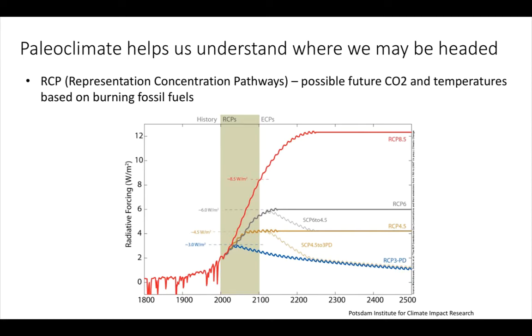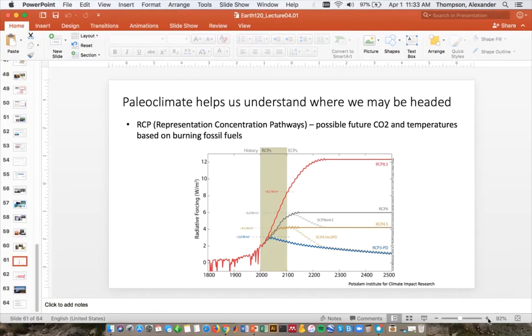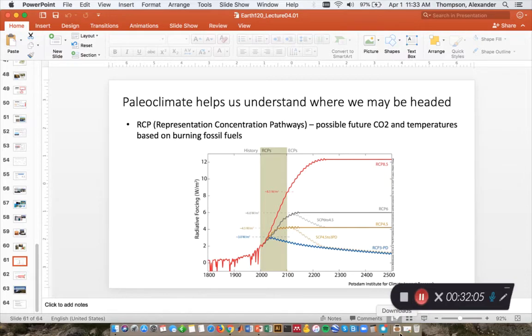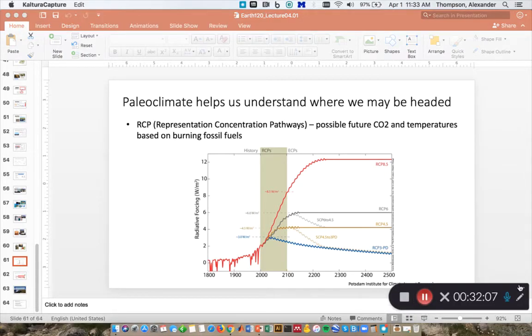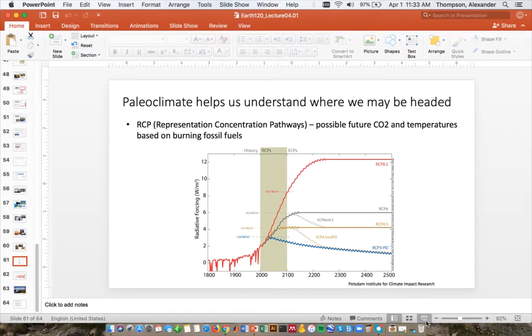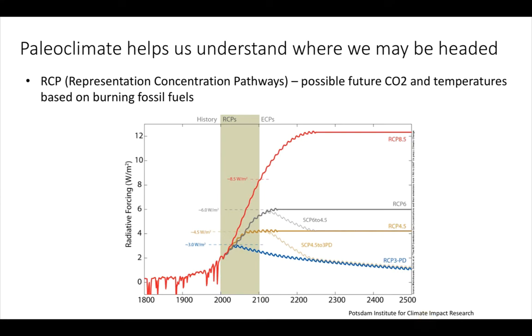And I just want to end here talking about how paleoclimate can help us understand where we may be headed with our future global warming. So we've learned a lot about these different time periods and our impacts on our national parks. So on this plot, you can see here's 2000.